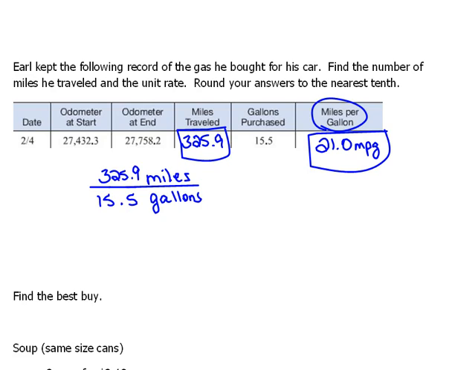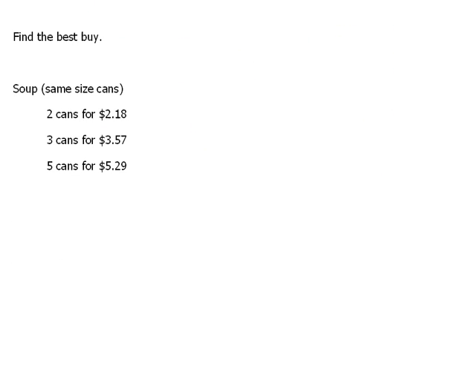All right, let's try another one here. Hopefully we have enough time to get through this one. We're supposed to find the best buy here. So we have three different deals of soup here, and we can buy 2 cans of soup for $2.18, or we can buy 3 cans for this or 5 cans for this. In order to find out what our best buy would be, we want to know how much money we have to pay per can. So if I want money per can, I can set each one of these up and then figure out which one is the best buy.